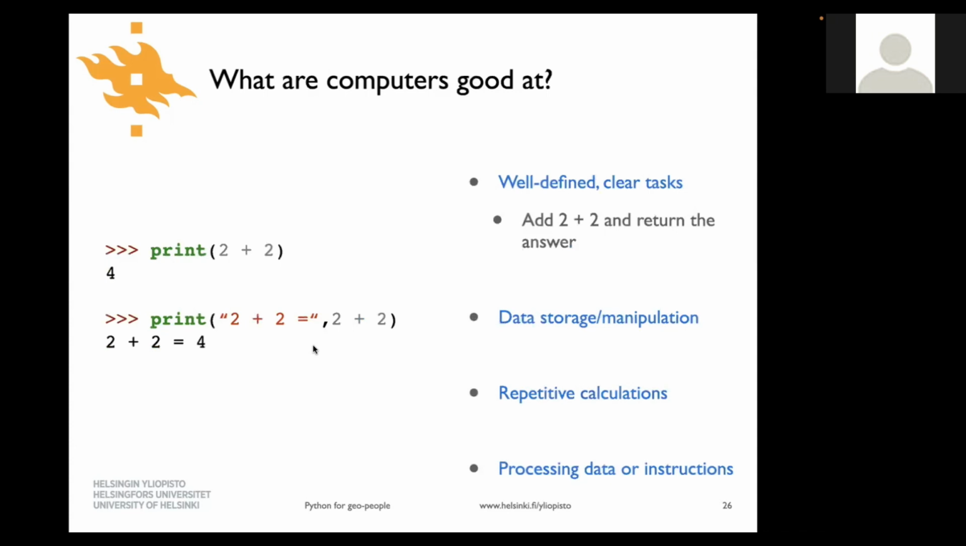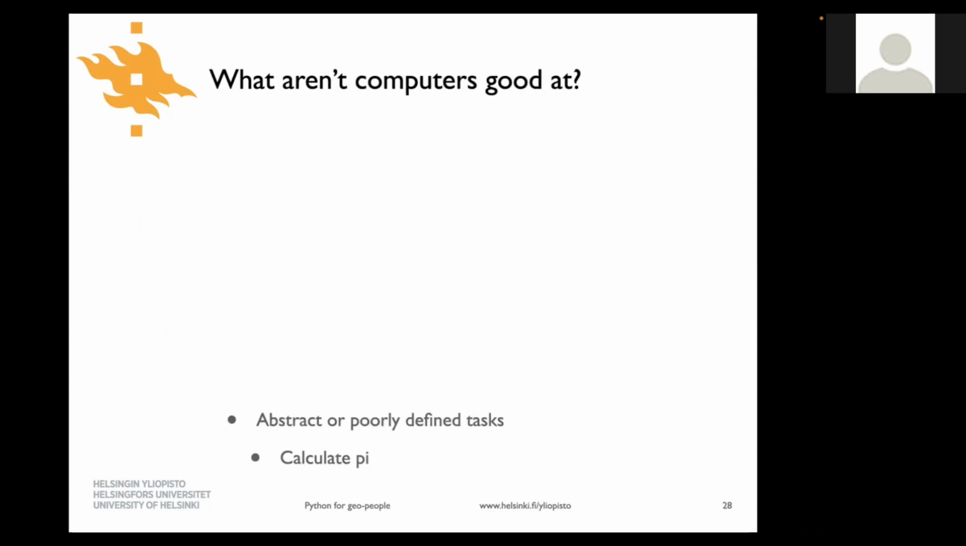So when we talk about computers, we can also talk about things that they are good at, or maybe not so good at. Things that computers excel at are well-defined, clear tasks. So if you tell a computer in a way it understands to add 2 plus 2 and return the answer, like here's how you would do that in Python, print 2 plus 2, and it gives you back 4. No problem. Computers are great at that. Also, usually good at data storage, manipulation, repetitive calculations. So asking it to do the same thing over and over again, whereas a person might get bored, a computer's totally happy to do the same thing hundreds of thousands of times. And then processing data or instructions. So these are things that computers are good at. We don't need to worry about the Python thing for right now.